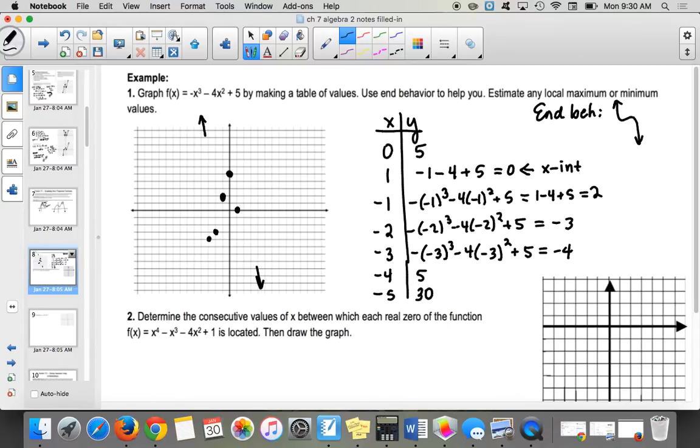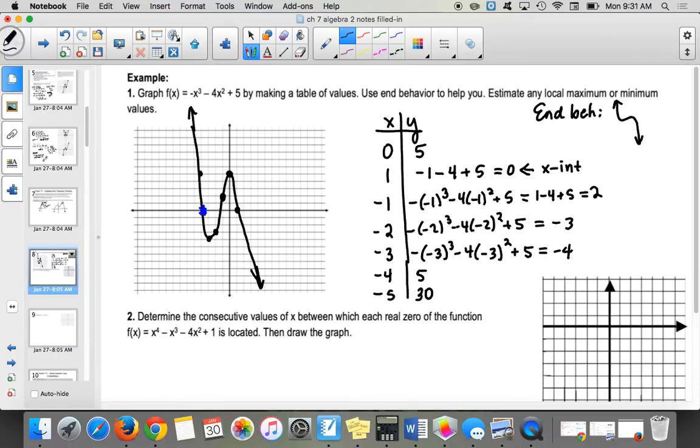Okay, so I plug those in to see what I got. So negative 4 gives me 5, so I'm above the axis again. And then the other one gave me 30. So that means that I would have to have a 0 between negative 3 and negative 4. Do you guys understand what I mean by that? When I'm connecting these dots, I have to cross the axis somewhere between those two values, right? So I'm going to connect, and when I cross, it's somewhere between those two. And then the rest of the graph should look like that.